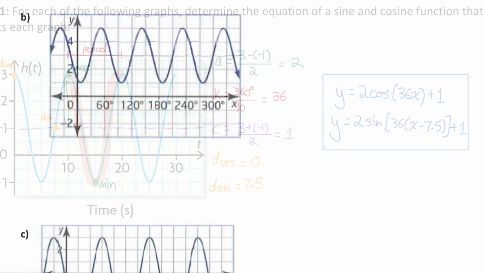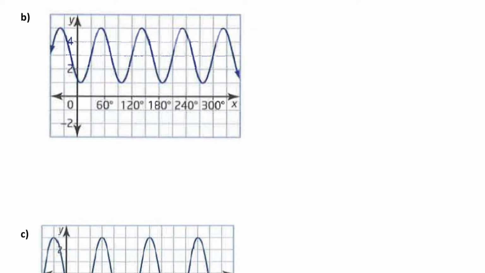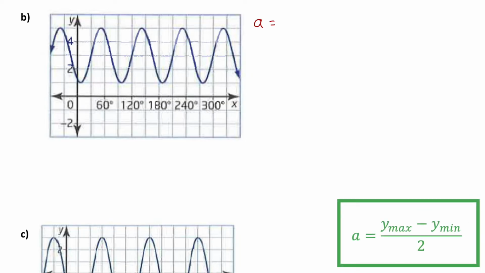Now moving on to part B, let's represent this sinusoidal wave with both a sine and cosine function as well. We'll have to find all four parameters, a, k, d, and c. Let's start with the a parameter. To find the value of a, I can just find the amplitude of the function, which is half the distance between the max and the min.